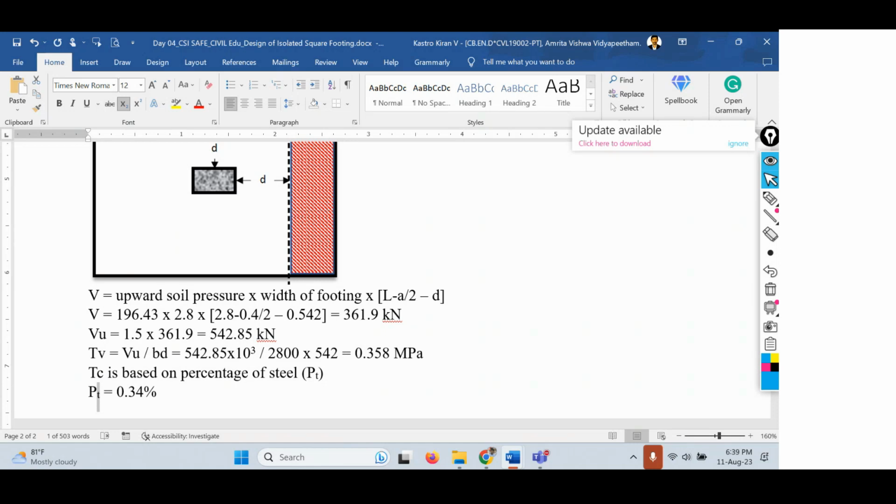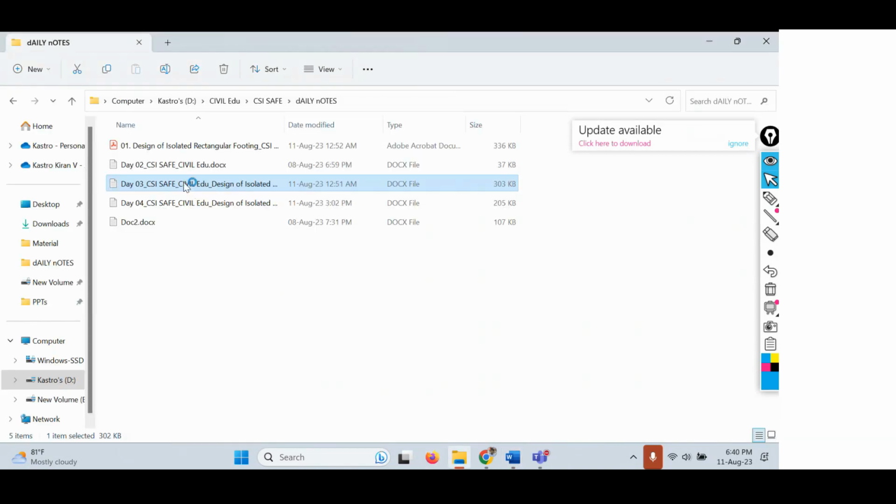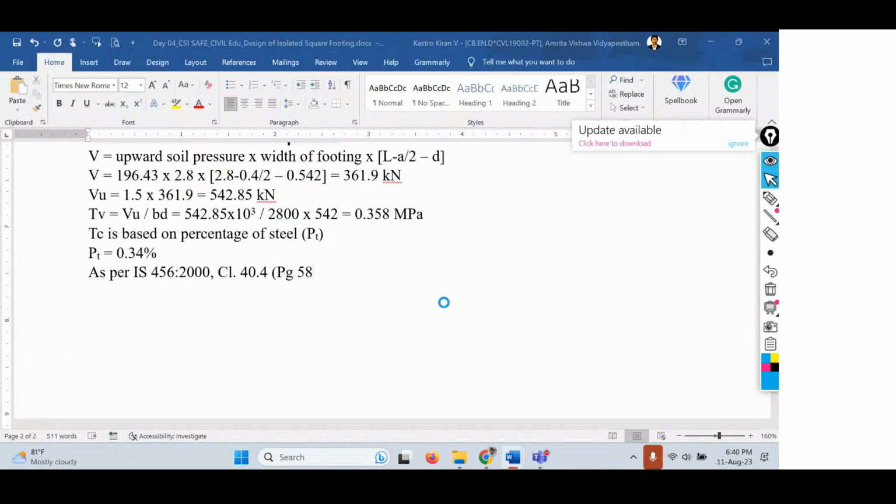How will you get the value of tau c? That is as per IS 456, IS 456 2000, clause number 40.4. I think page number 58, I guess. Let me just check with the previous problem. Table 19, I think so. Let us just check, and then I'll show you the table.